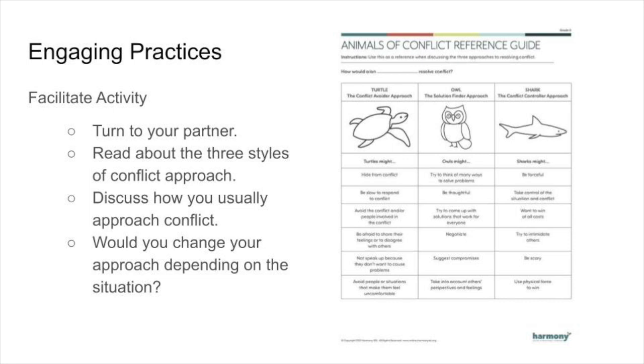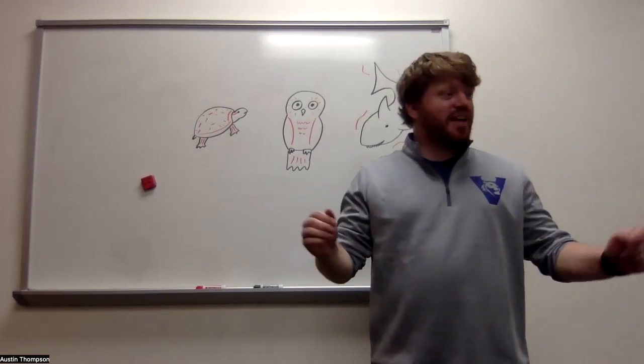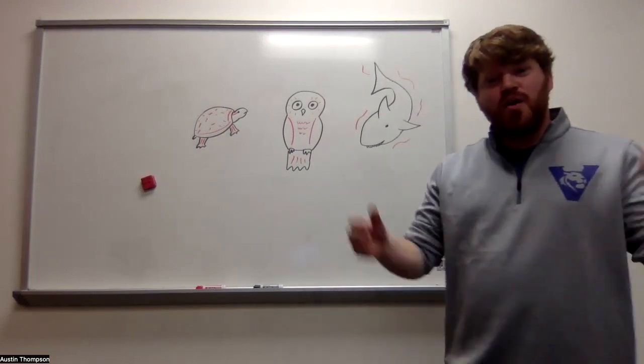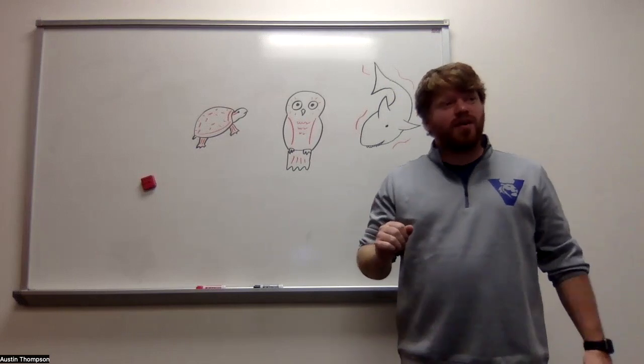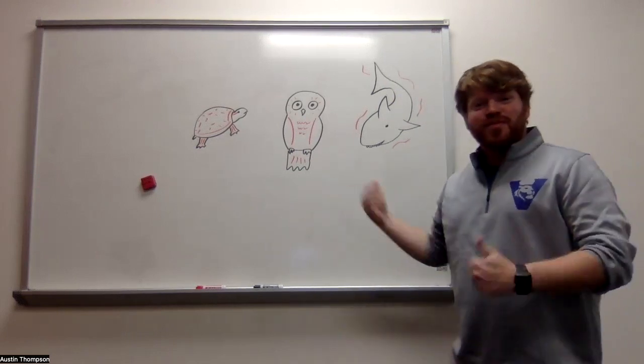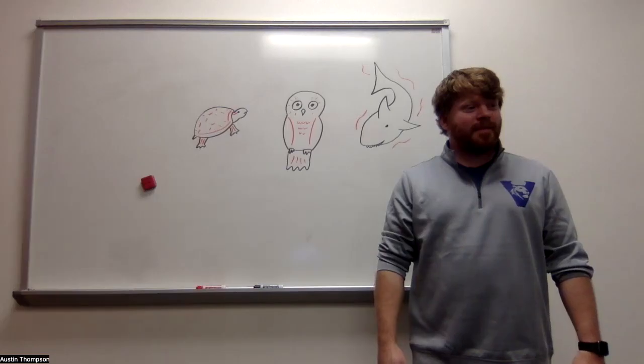Across the top, you see the 3 animals, and in each column, a description of how these different conflict styles would approach different situations. Now we want to give you the next few minutes to discuss this with a partner. Turn to the person next to you, and those of you joining us on Zoom, we'll put you into breakout rooms in groups of 2s or 3s. And with your partner, with your group, we want you to discuss which animal you feel like when it comes to conflict. How do you usually approach conflict? And would your approach change depending on the situation? All right, begin.